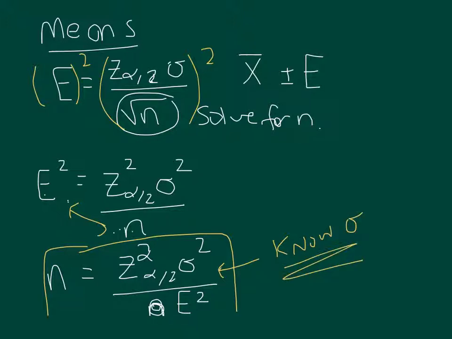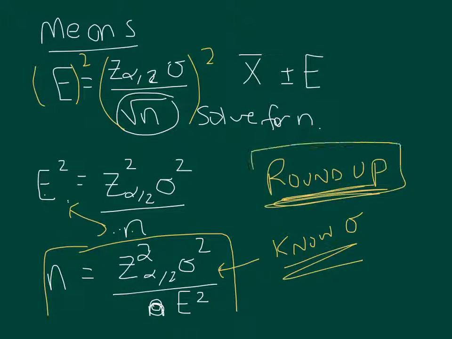And that's going to be the crucial thing: you have to have some idea about the population standard deviation in order for this formula to make sense. And the other big thing for this formula is always round up. Always, always, always round up whenever you're using these formulas, because that's what it's all about.